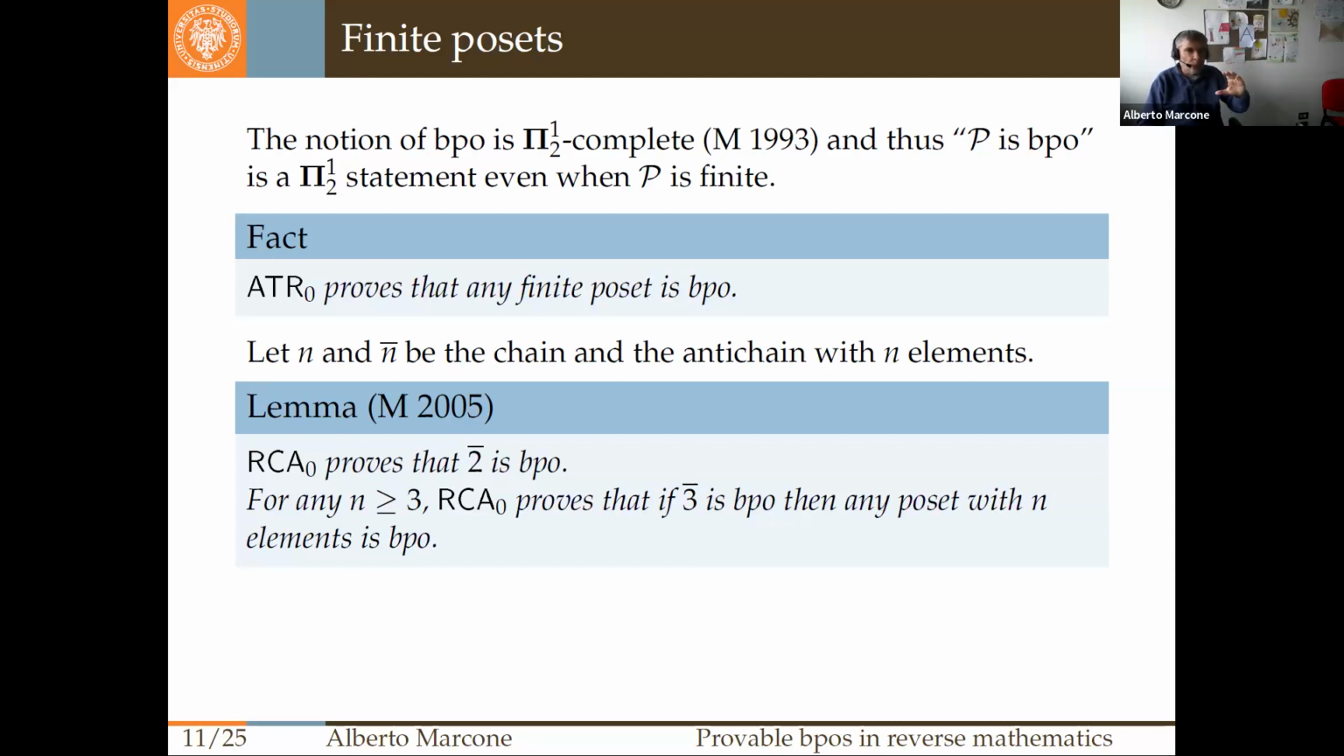So a linear order is a well order with n elements, while n bar will be the anti-chain with n elements. So there are n elements and they are pairwise incomparable. So that's a quite different situation.